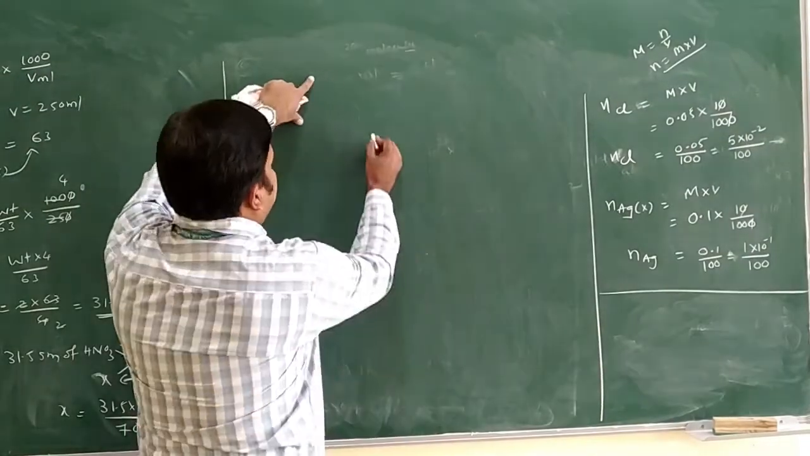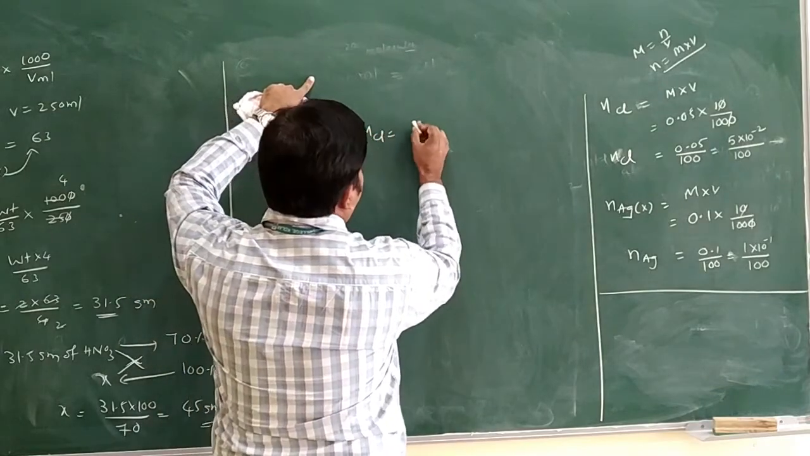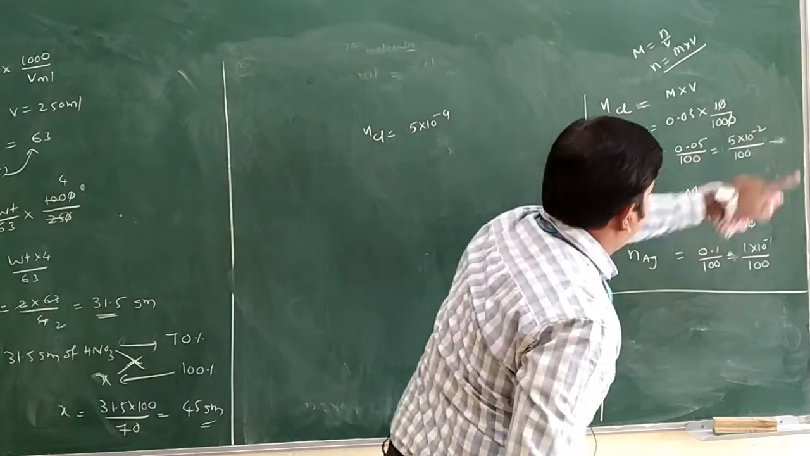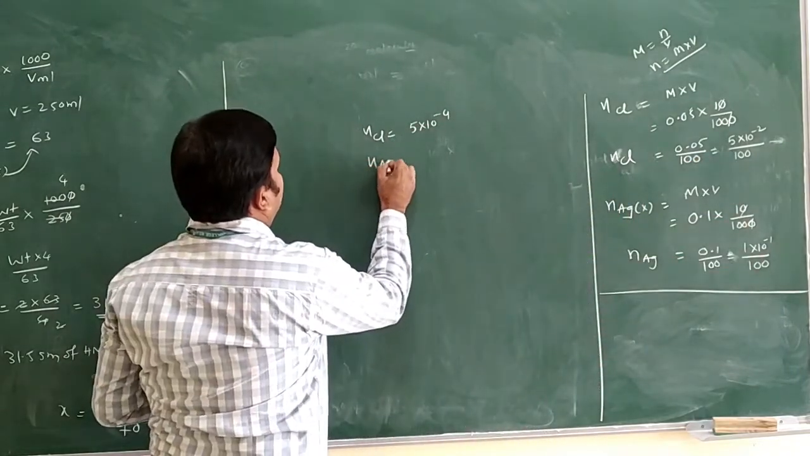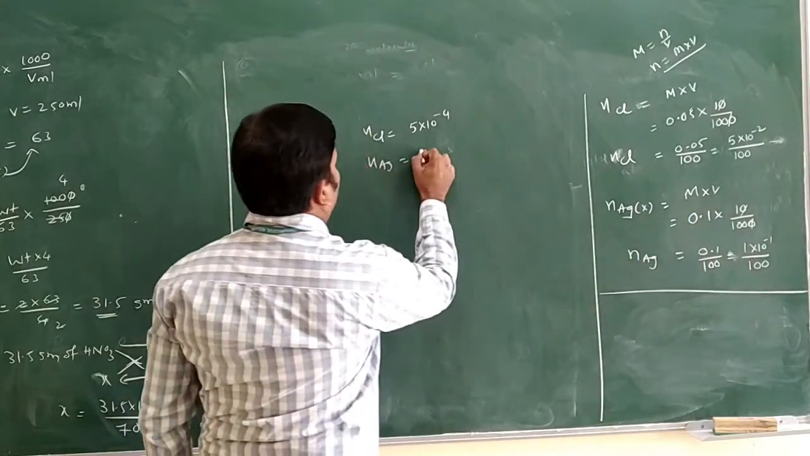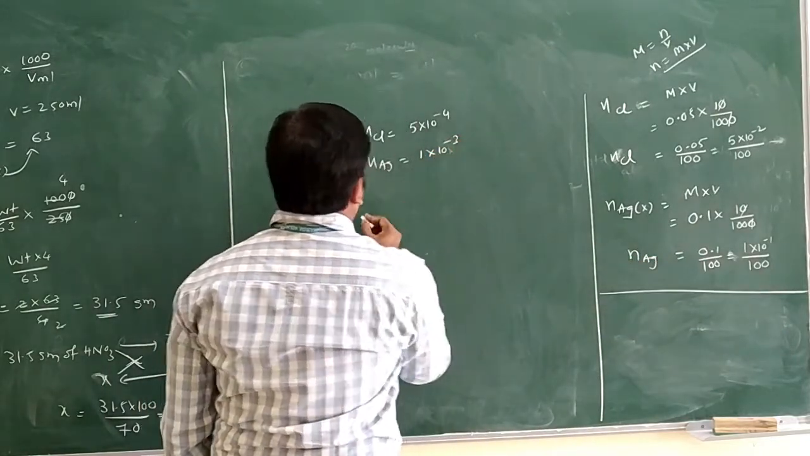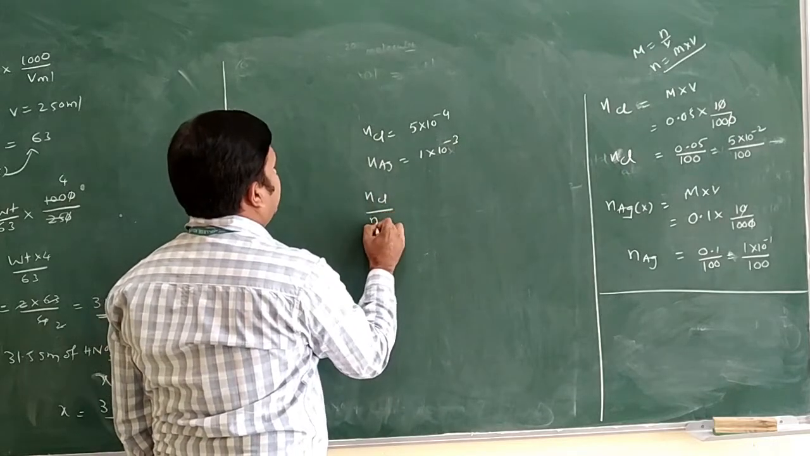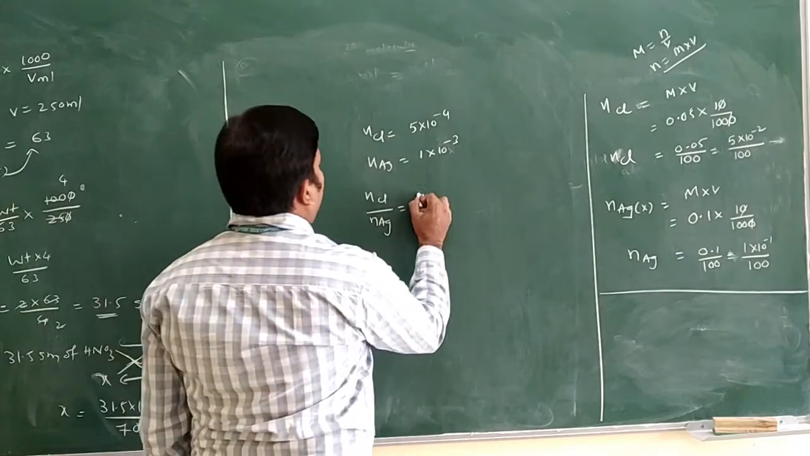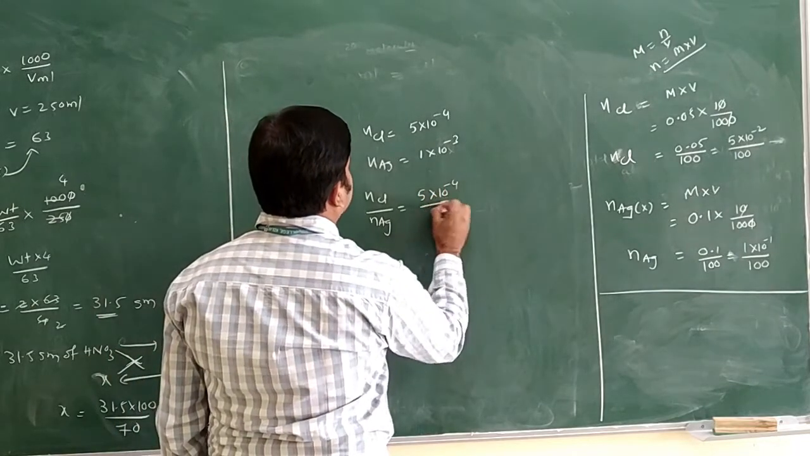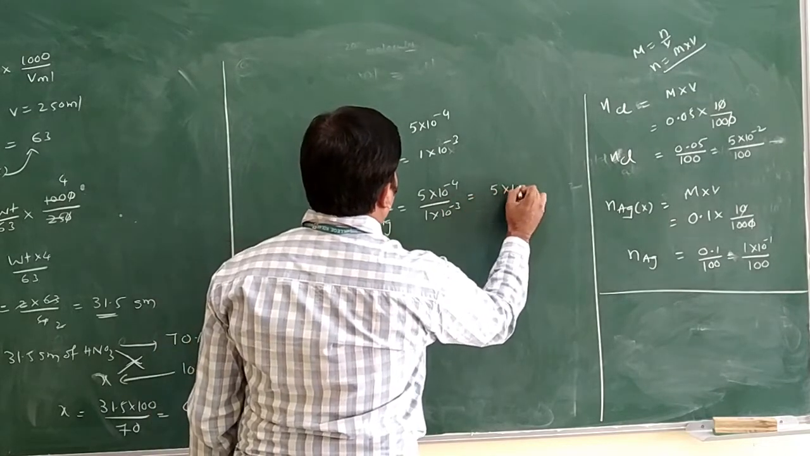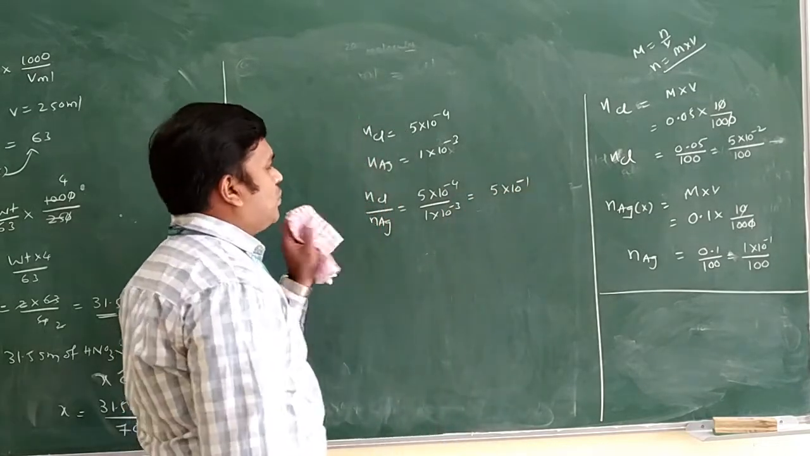Now I am taking again the number of moles of Cl, that you can write here as 5 into 10 power minus 4. And the number of moles of silver, that you can take in the form of X, then what do I get here? 1 into 10 power minus 3. Number of moles of Cl by number of moles of Ag, or you can take it in the form of X. Then what will you get here? 5 into 10 power minus 4 by 1 into 10 power minus 3. You will get only 5 into 10 power minus 1.